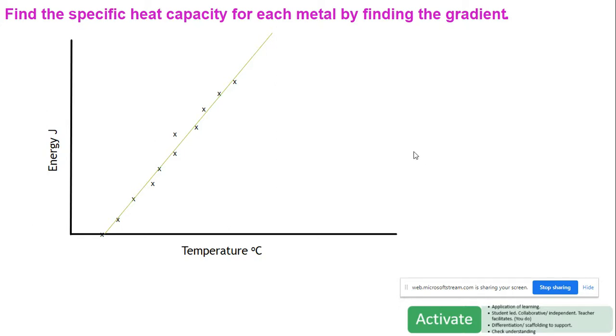with a ruler. I can now find the gradient. The gradient is what's going to tell me in this case what the specific heat is. To find a gradient, if you've not done this in maths, listen in now because it's very simple.